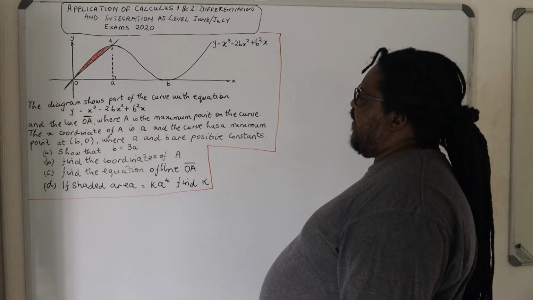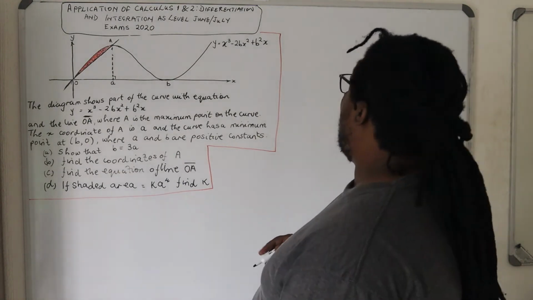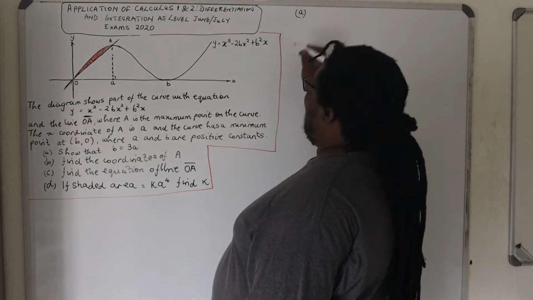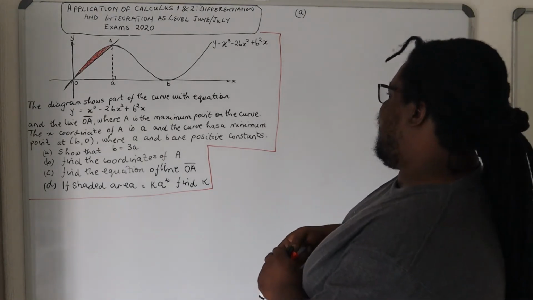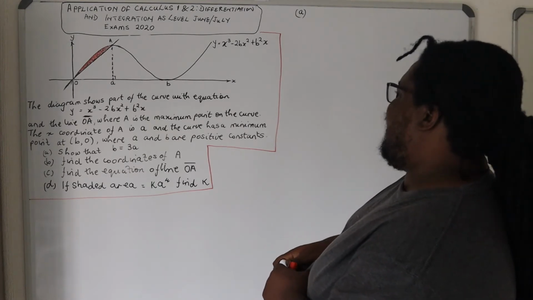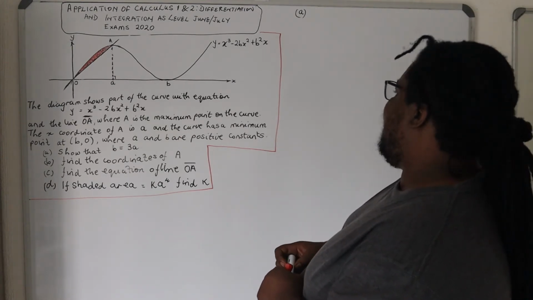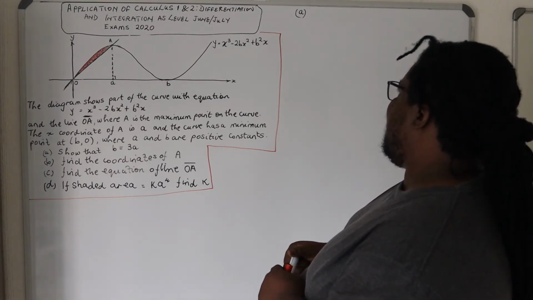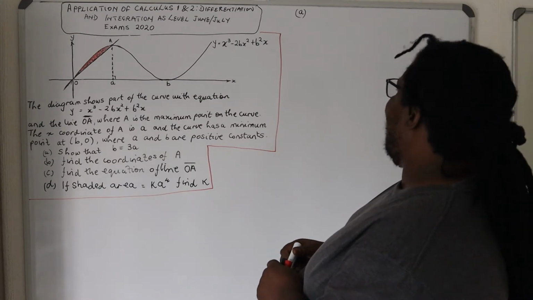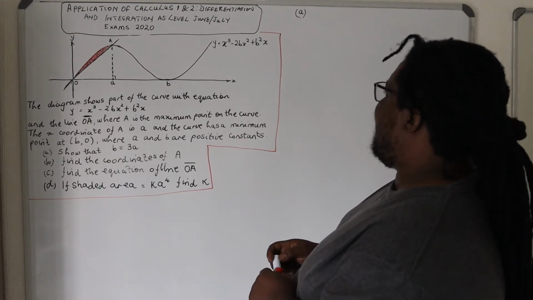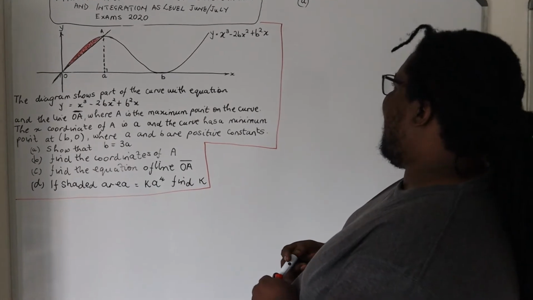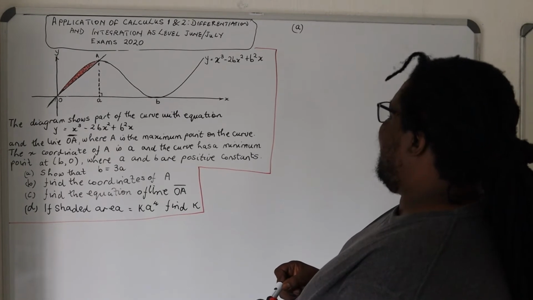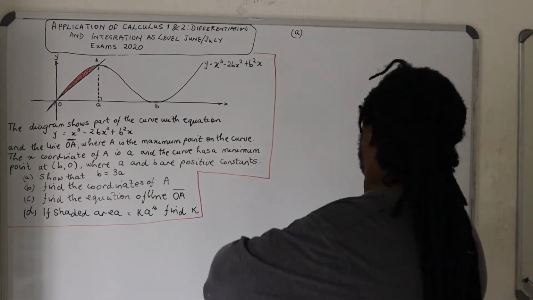So we are going to start by looking at question a, which says show that b is equal to 3a. So we have been told that the maximum point of the curve y is equal to x cubed minus 2bx squared plus b squared x is at A. So at any turning point, the gradient of the curve at that point is equal to 0, and the gradient of a curve is given by its derivative.